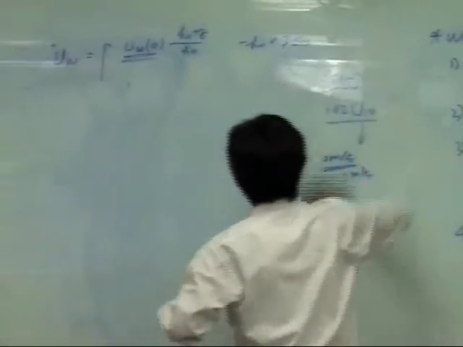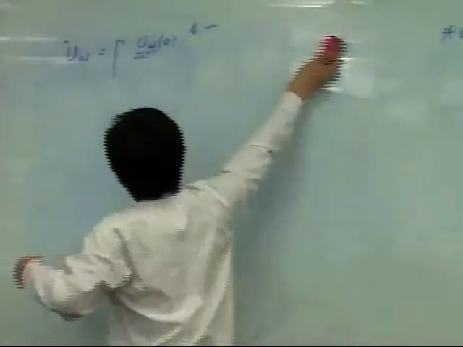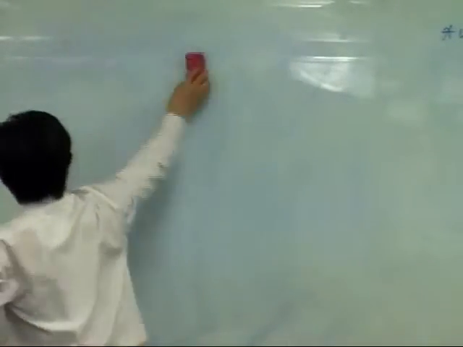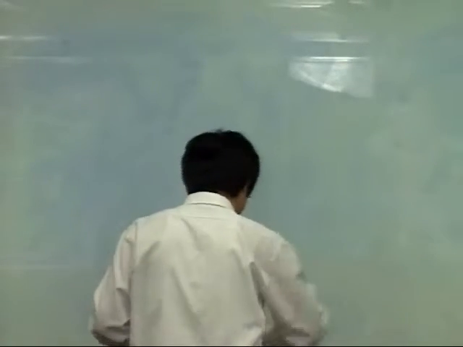Now let's start with a very simple example: a steady incident flow past a circular cylinder.